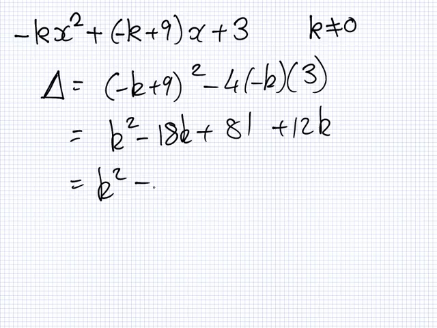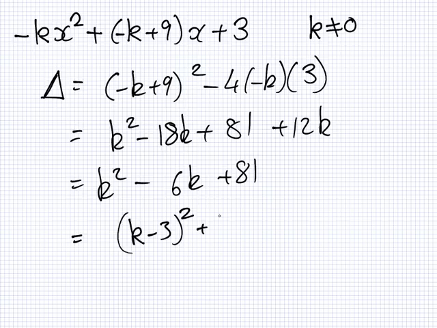There we go. K squared minus 6k plus 81. Now, at this point, we still don't know if this is positive or negative or 0, because we don't know where k is. We could factorize, but we'll complete the square instead. I can change this to k minus 3 squared plus 72. Now it's very clear. This has to be a positive number, because the discriminant is a square, which is positive, plus a positive.